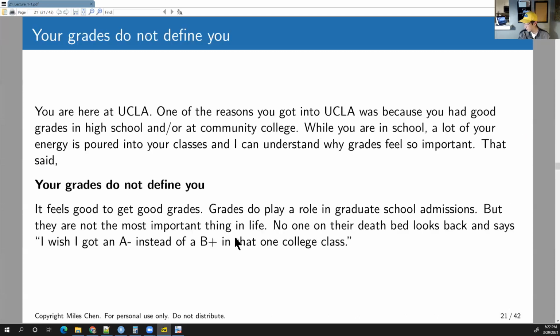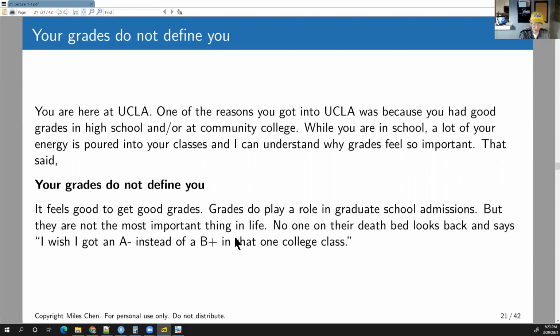Okay. I do like to just take a little bit of time, and I know many of you have heard this before, but I want to say it again, and that is your grades do not define you. Okay. You guys are here at UCLA. And the reason why you got into UCLA is because you had good grades in the past. Either you had really good grades in high school or you had good grades in community college. And while you're in school, a lot of your energy is poured into your classes and your homework.